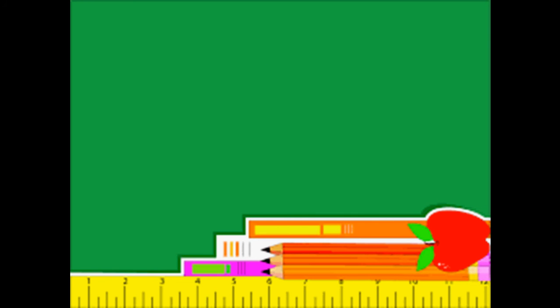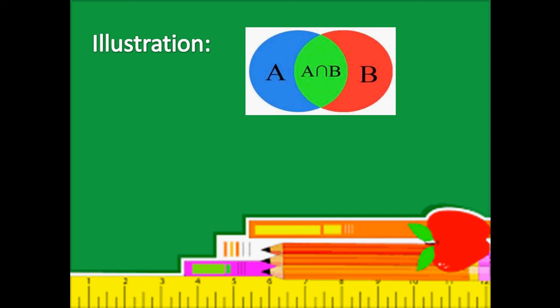And here is the illustration for the union of set. There are 2 overlapping circles. The first circle, which is color blue, is denoted as set A, and the second circle, which is color red, is denoted as set B. Based on the definition, all the elements of set A combined with the elements of set B make another set, which is the union of set A and set B.